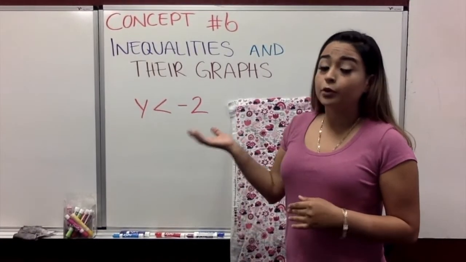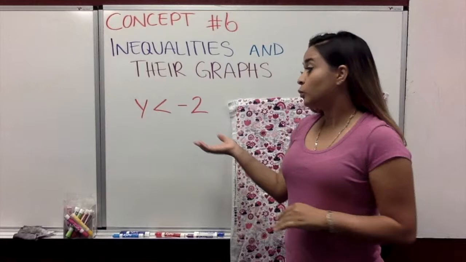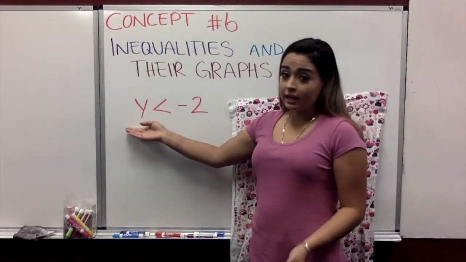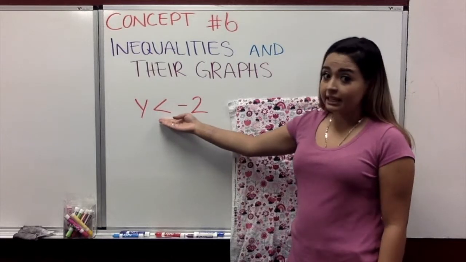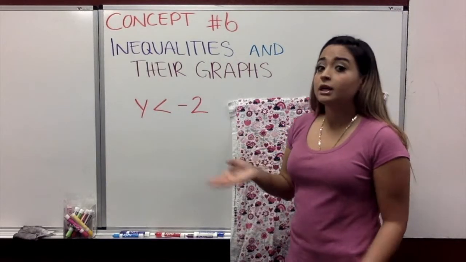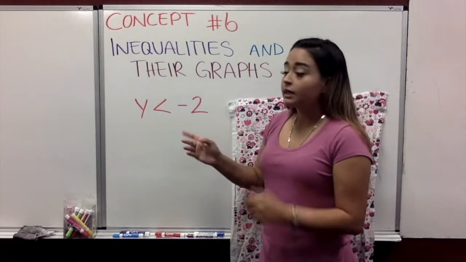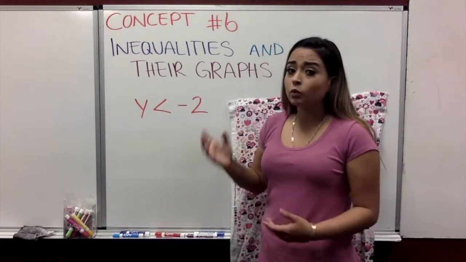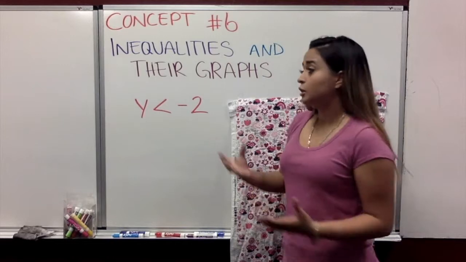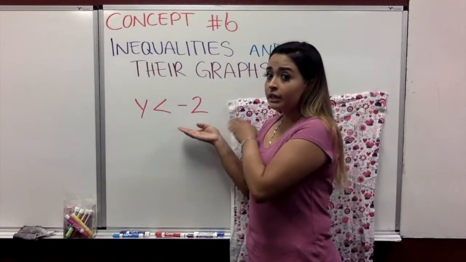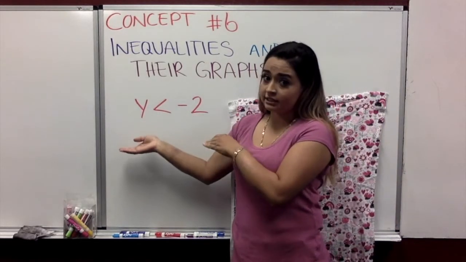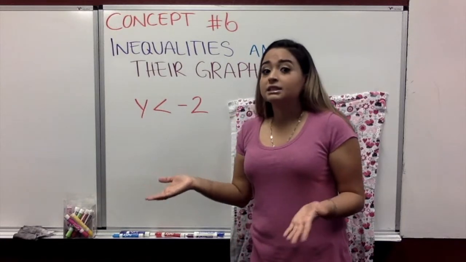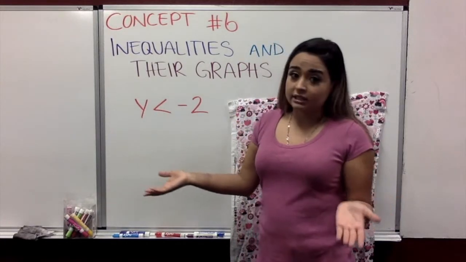Here we have our first example, which would be read like this: y is less than -2. Less than because, again, remember and think about this as Pac-Man. He wants to eat the bigger number. So we know that -2 is bigger than whatever y is. And remember, y is just a variable because it varies. We don't know what it is.